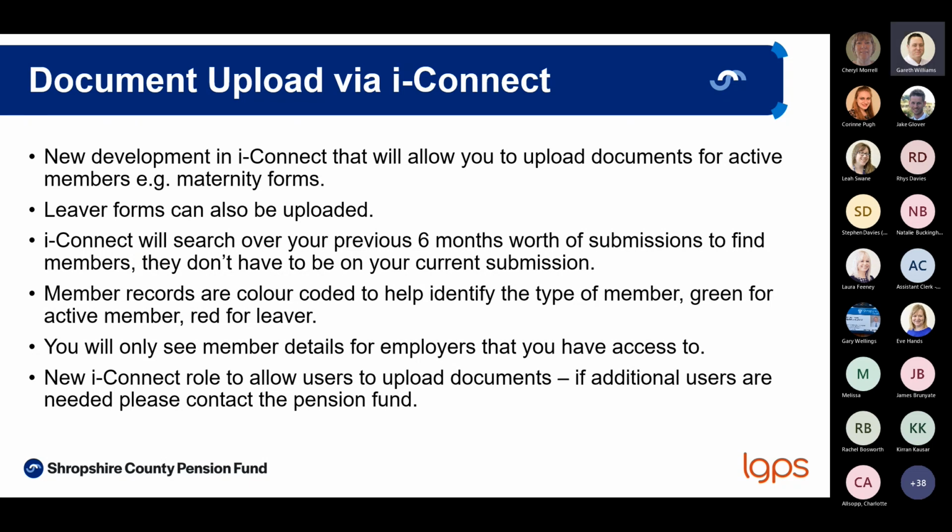When a member's record is located, it will be color-coded depending on the type of member they are. So green for an active member and red for a leaver. You will only see records for a member if you have access to that employer on iConnect. If you are already signed up to iConnect, your role will allow you to start using document transfer immediately.